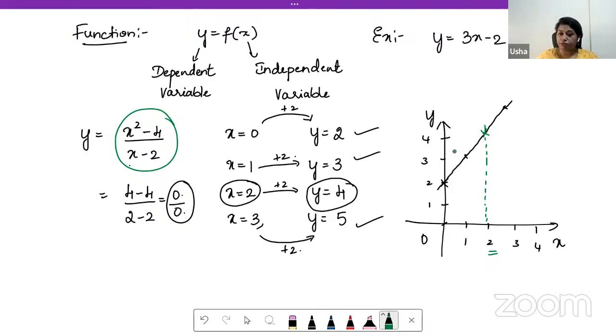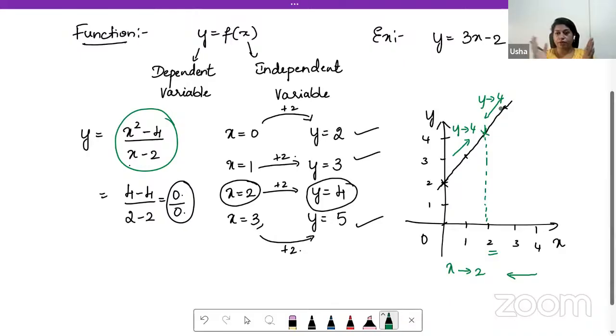So we see from the left hand side, when x is moving towards 2, y is moving towards 4, right? Similarly, this is the left hand limit. The right hand limit is when you're moving from the right hand side. Also, is it moving towards 4? Yes, y is moving towards 4. From both the left hand and the right hand side, when x is arriving at a point, y is arriving at a particular value. So here, when the left hand and right hand limits are equal, we say that is a limiting value.